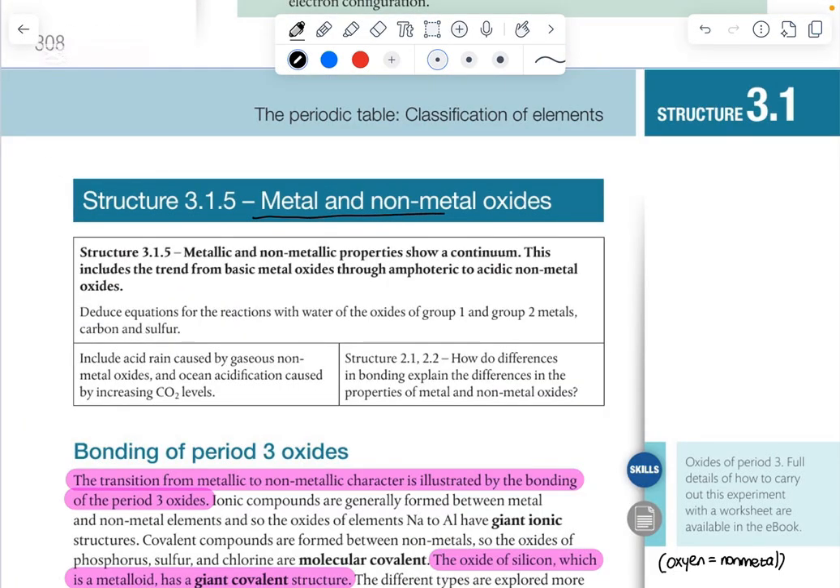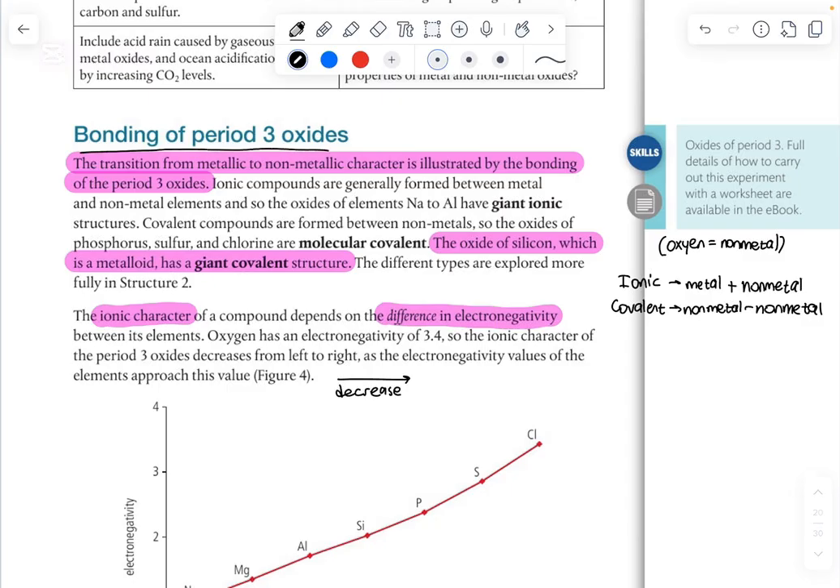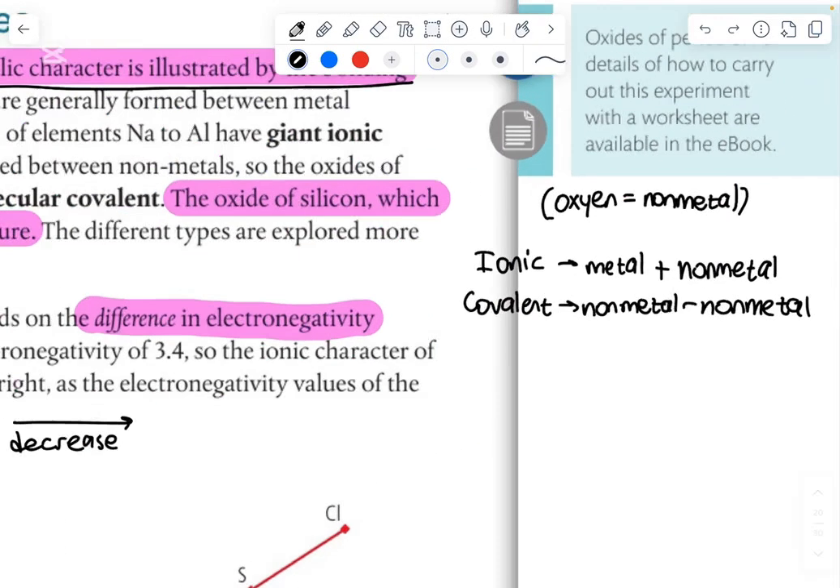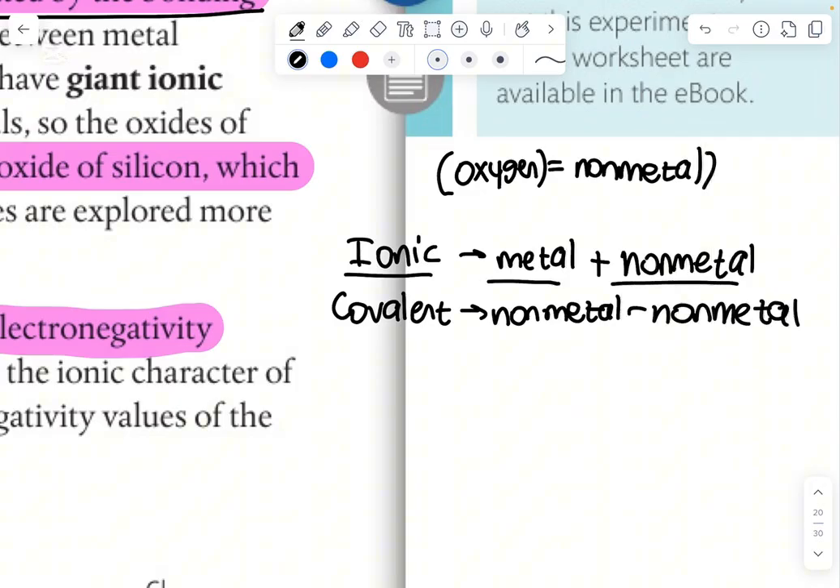Moving on to the metal and nonmetal oxides. So the bonding of period 3 oxides. The transition from metallic to nonmetallic character is illustrated by the bonding of period 3 oxides. Since oxygen is a nonmetal, when you have ionic character, you have metals and nonmetals bonded together. And when you have covalent molecules, you have nonmetals bonded with nonmetals.